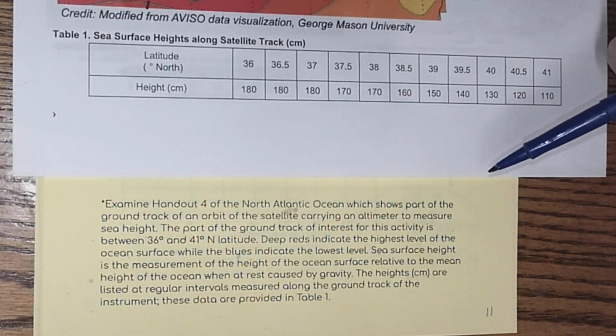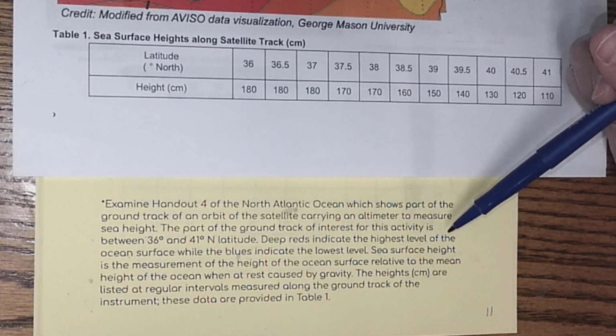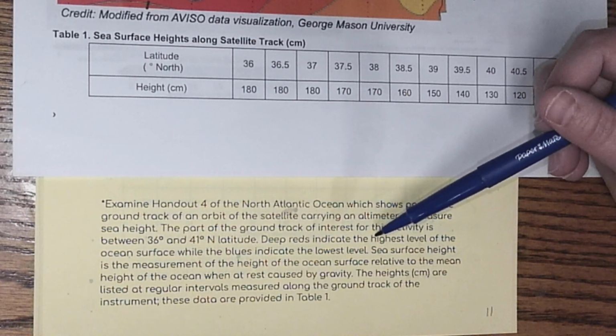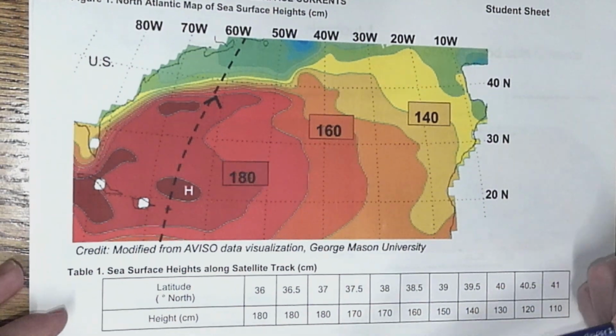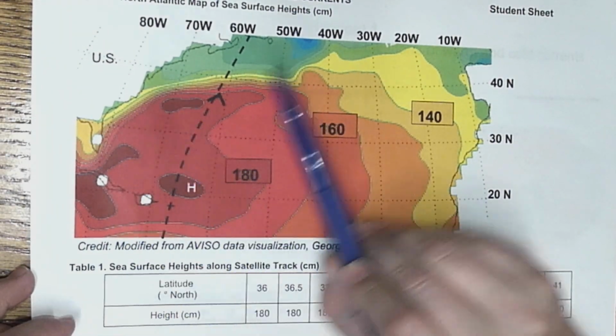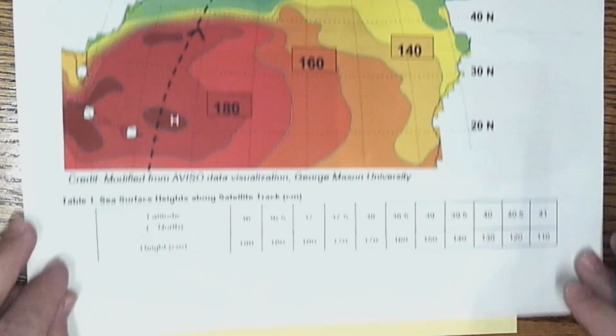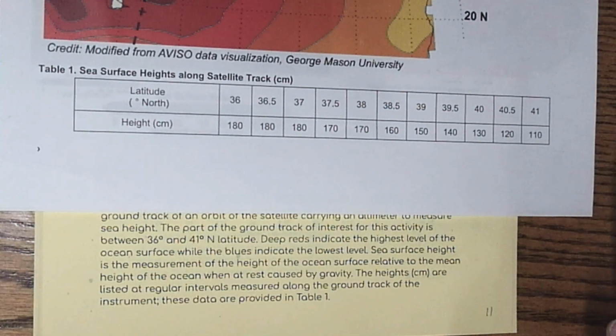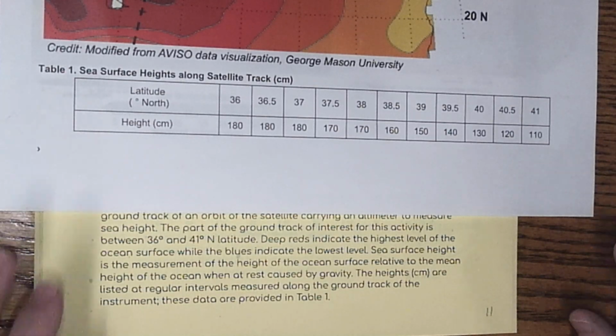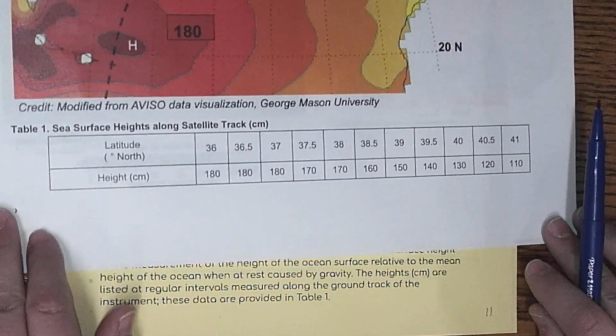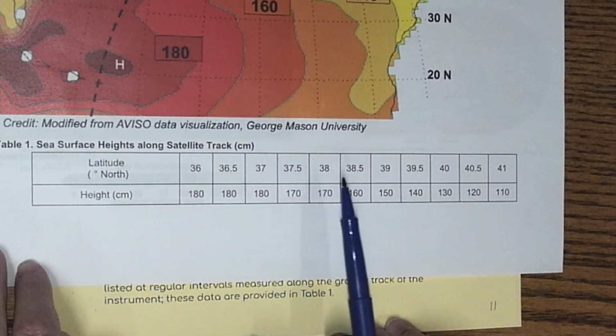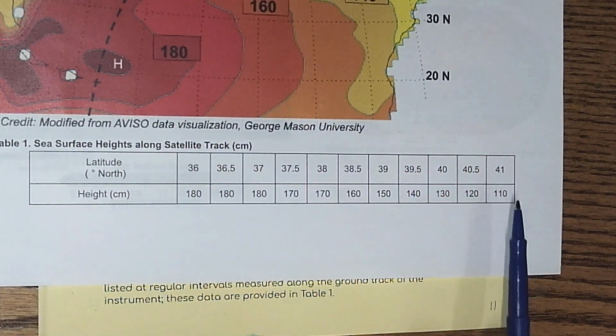Deep reds indicate the highest level of the ocean surface, while blues indicate the lowest level. Okay, so when you look on this map here I've got some high levels, and over here I've got some low levels. Sea surface height is the measurement of the height of the ocean surface relative to the mean height of the ocean when at rest caused by gravity. The heights in centimeters are listed at regular intervals measured along the ground track of the instrument. These data are provided in Table 1. Okay, so this is the data you're going to be using right here in this table.